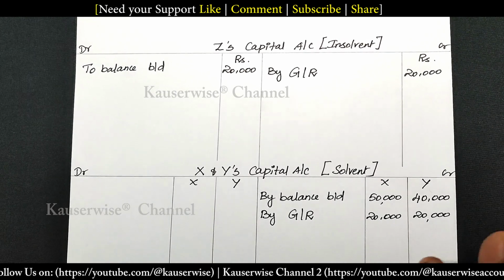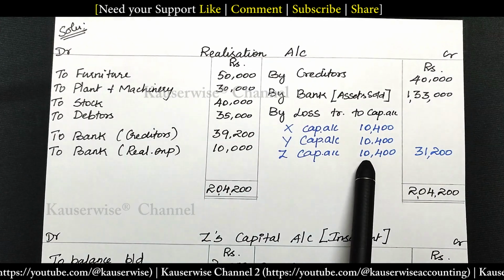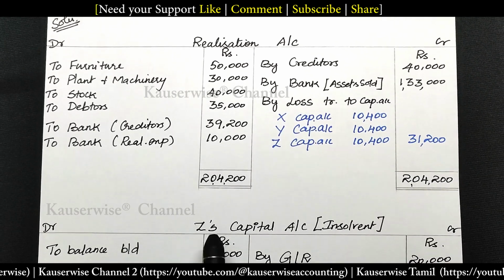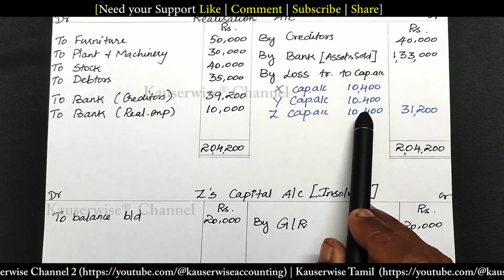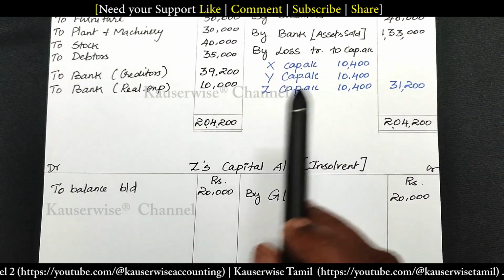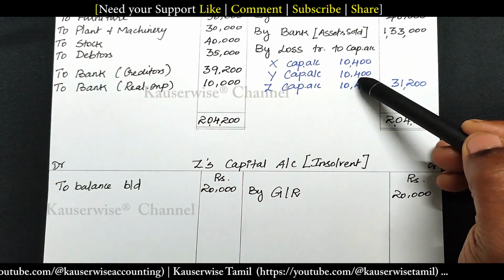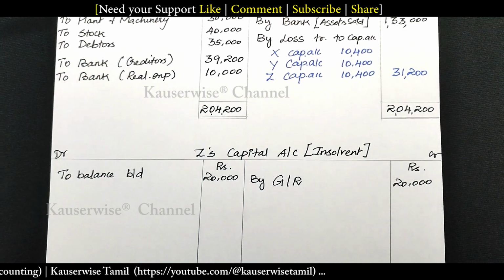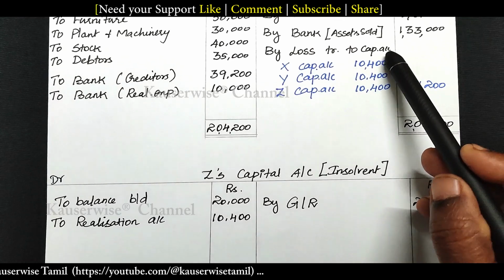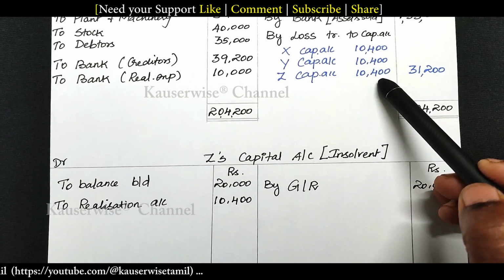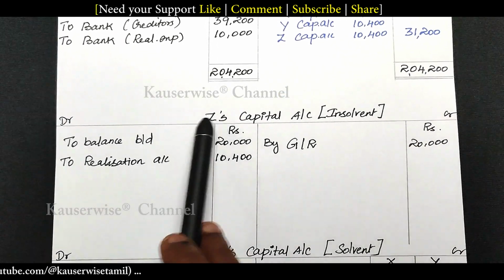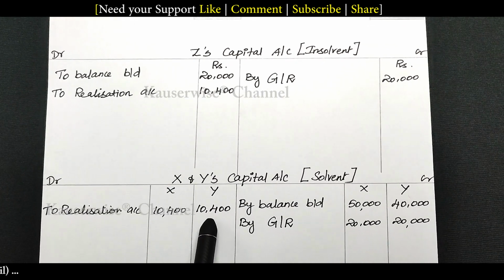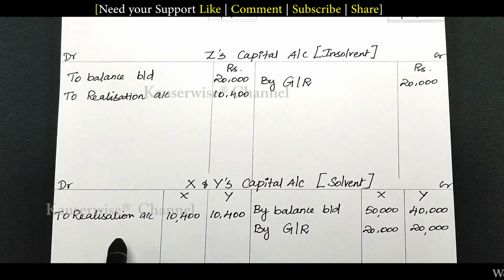Now we need to transfer the realization loss to all the partners' capital accounts separately. Here we have Z's capital separately. This is the loss, so this needs to be entered under the debit side. Even X and Y's capital also need to be entered under the debit side of their capital accounts. See, we have transferred the loss on realization to all the partners' capital accounts separately. Z's capital 10,400, X and Y 10,400, 10,400. We have entered under the debit side.